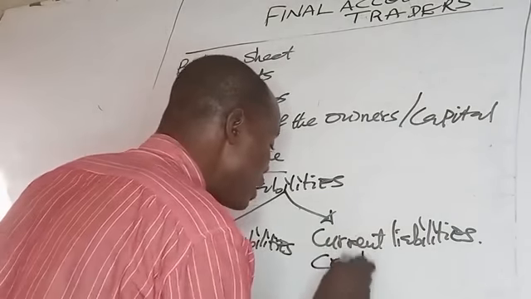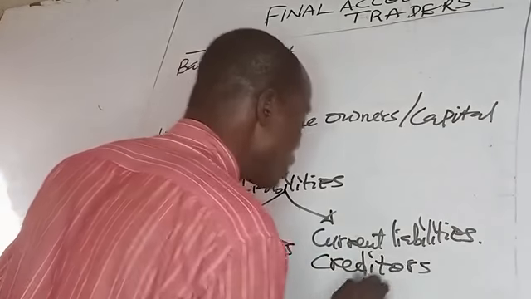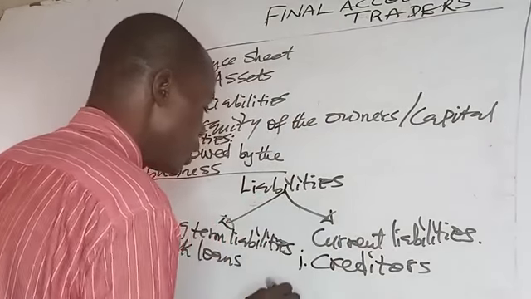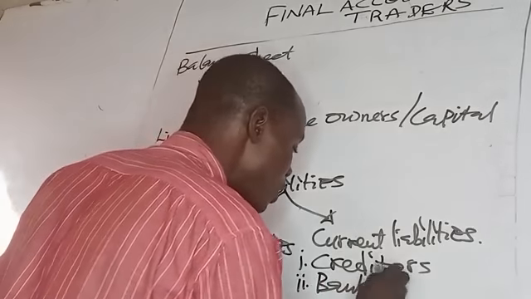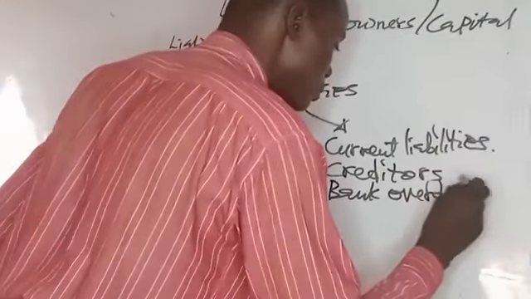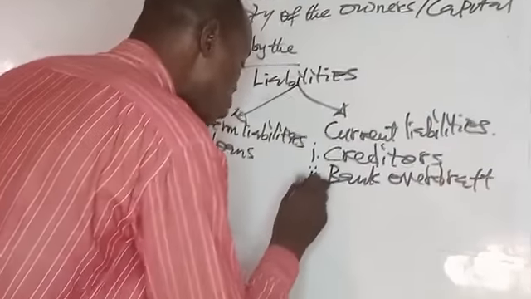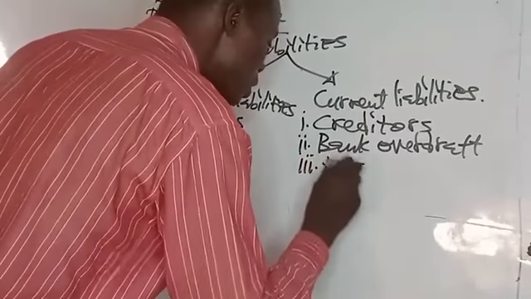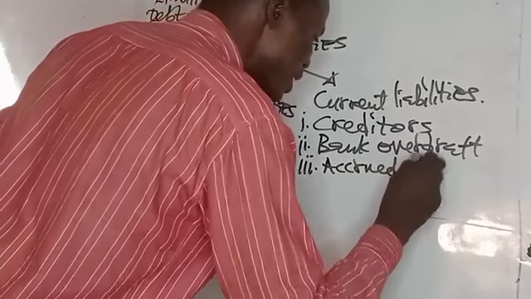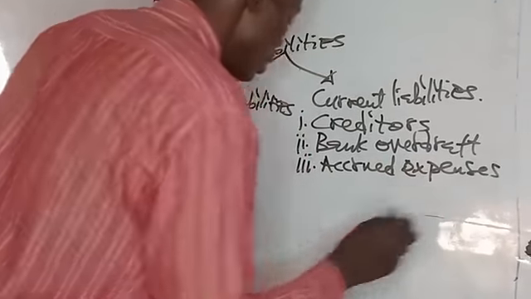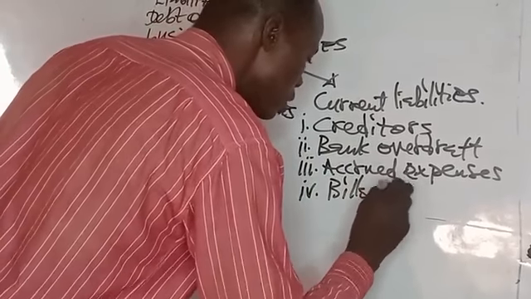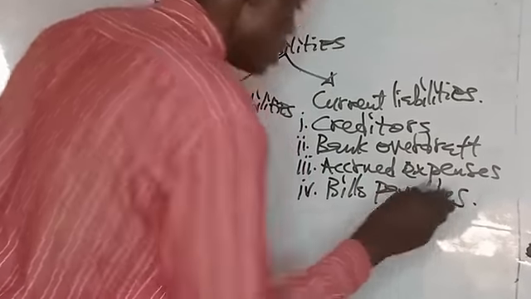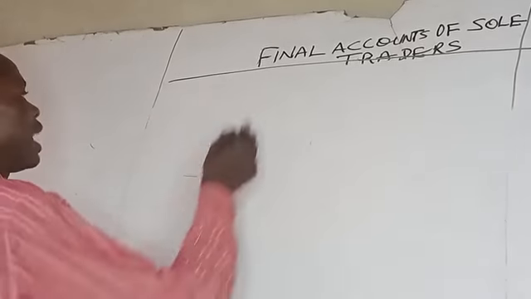Examples of current liabilities are creditors, trade creditors, bank overdraft, then accrued expenses, bills payables.